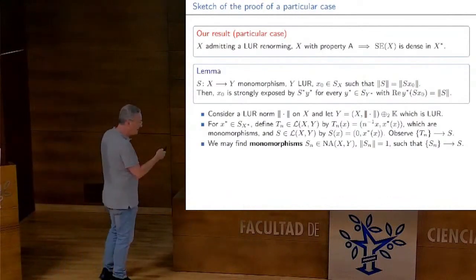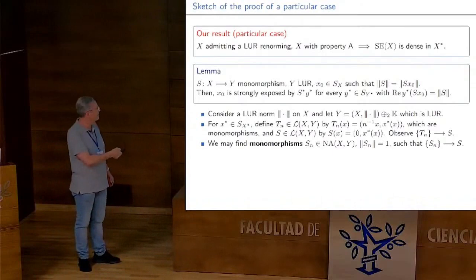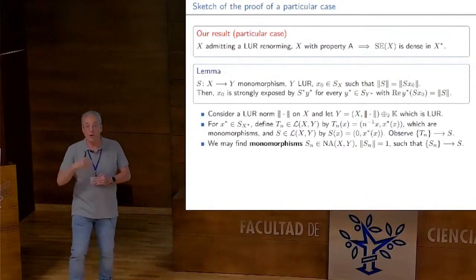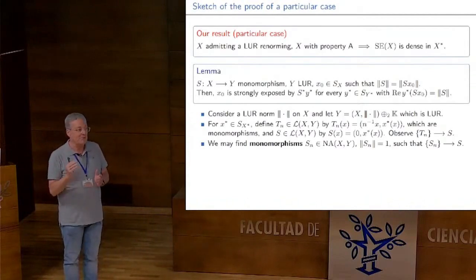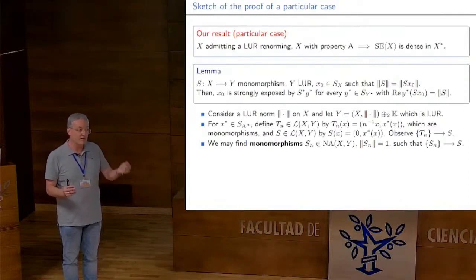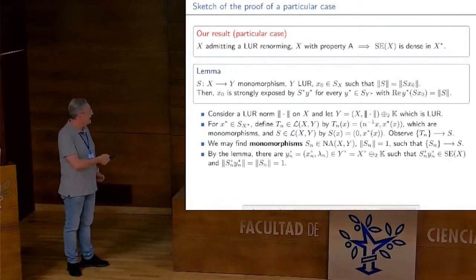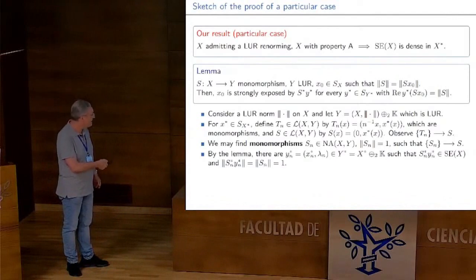Now you know that your space has property A. Then you can find a sequence of operators which attain the norm and are close to each T_n. But T_n are monomorphisms, and the set of monomorphisms is open. So you can suppose that your operators that attain the norm are also monomorphisms. And this is the key, because you have monomorphisms attaining the norm. Then, by the lemma, there are elements y_n star, which are of this form, such that S_n star of y_n star is strongly exposing, and the norm of S_n star of y_n star is the norm of S_n, equal to 1.